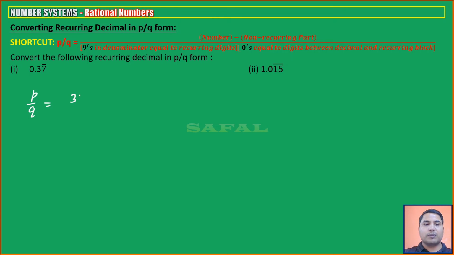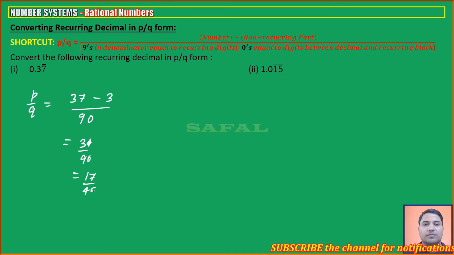So that means it will be simply 37 minus the non-recurring part. The non-recurring part means 7, I need to leave it, so I'll be left with only 3. Then how many digits are repeating here? 1 digit, so 9 I am going to put in the denominator. And between the decimal and the repeating digit, how many digits are there? Only 1 digit, so that means 10. So this is basically 34 by 90, which is 17 by 45.